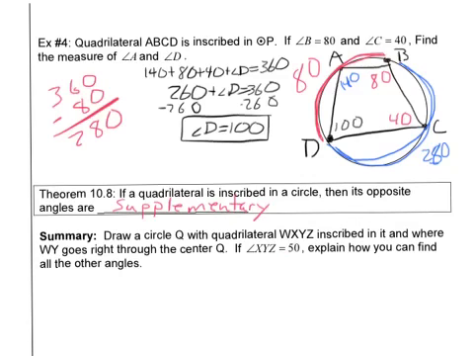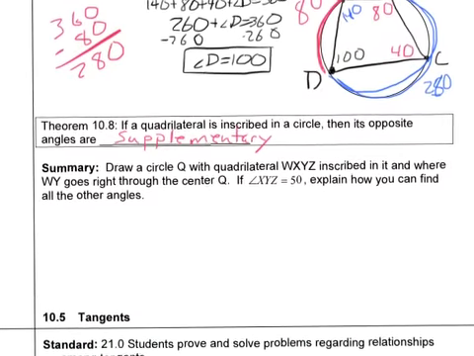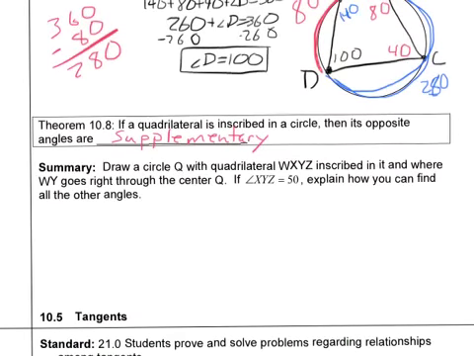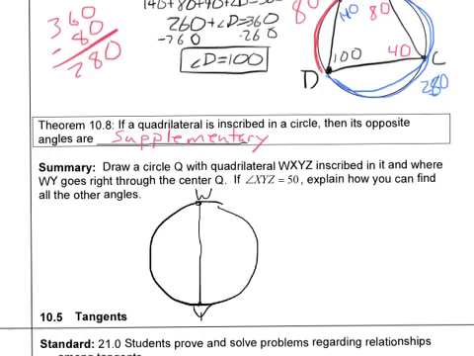I want you guys to try this summary on your own. I'm just going to scroll it up here so you can read it. It says, draw a circle Q with quadrilateral WXYZ inscribed in it, and where WY goes right through the center Q. I'm going to kind of draw this with you guys. Let's say we had a circle, and we have W and Y going right through the center. Okay, this is important that you have this part here. But your actual quadrilateral is going to look something completely different, because here's your X, here's your Z, and now you have W, X, Y, Z.